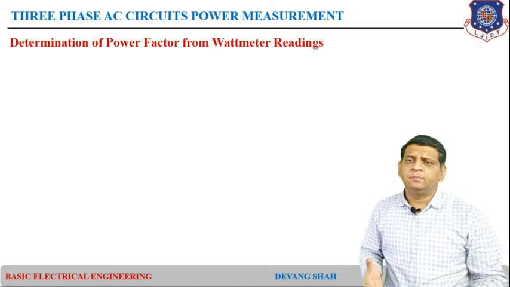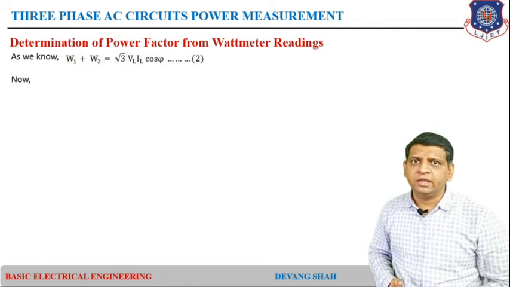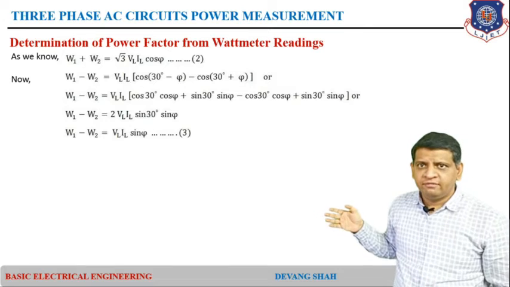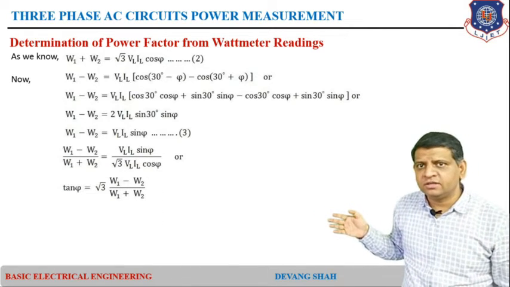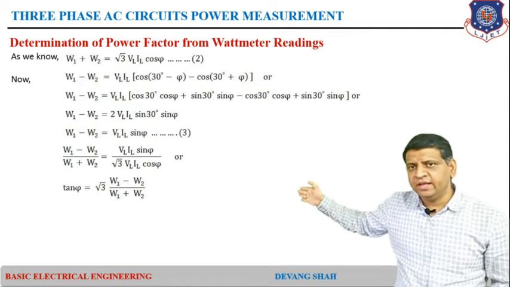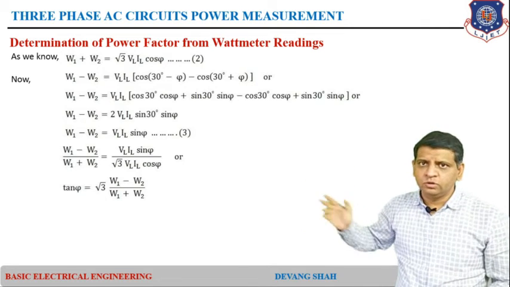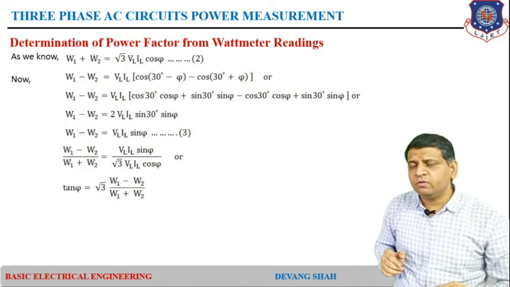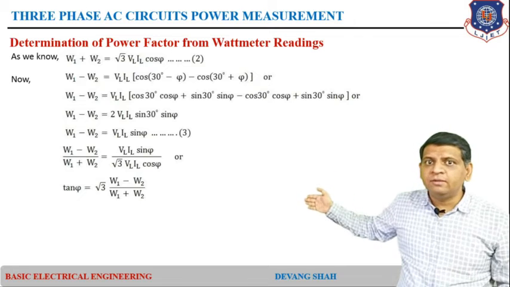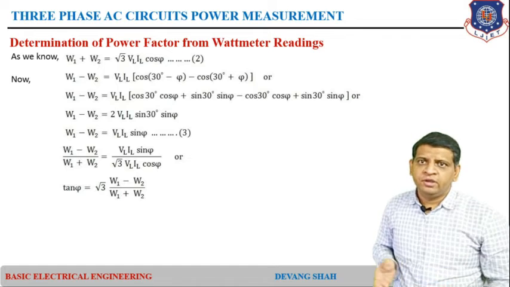Now, further we will find the power factor from W1 and W2. If I take W1 minus W2 and use trigonometry, you will find it is VLIL sin phi, right. Now, taking the ratio of W1 minus W2 and W1 plus W2, you can see the ratio is VLIL sin phi divided by root 3 VLIL cos phi, where sin phi divided by cos phi is equal to tan phi. So, converting into the subject of tan phi, tan phi is equal to root 3 times W1 minus W2 divided by W1 plus W2.